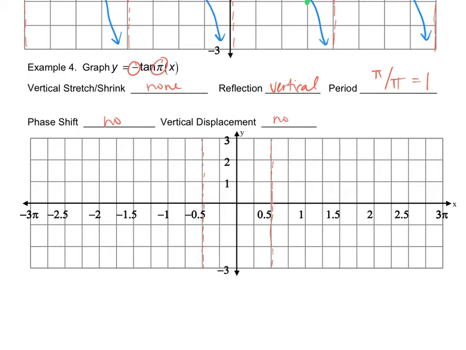At this point, if I had a phase shift, I would go ahead and shift, all right? But I don't, so I'm going to leave them there. And then every difference of 1 on the x-axis, I'm going to draw an asymptote. Again, this is tangent, so there's no vertical displacement, so my zeros are still at 0.